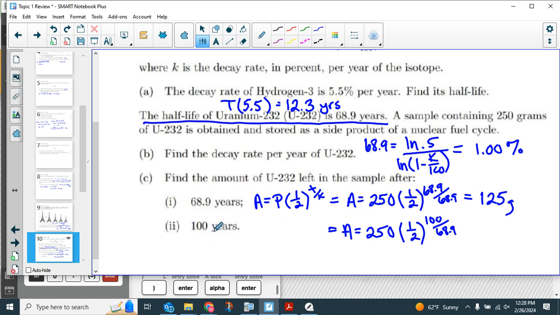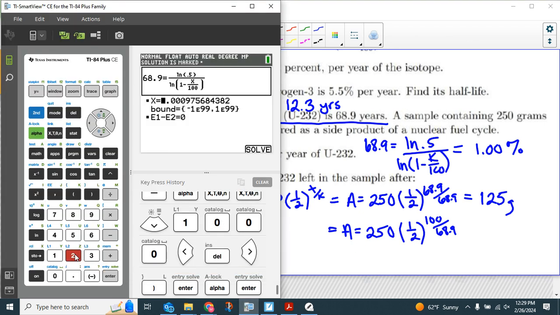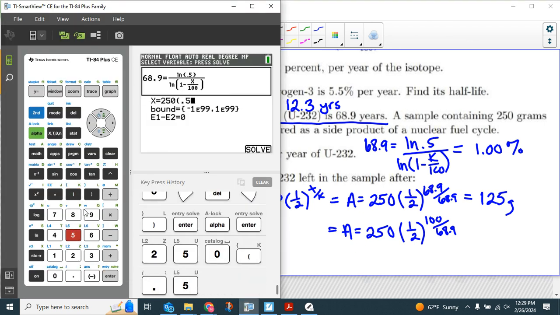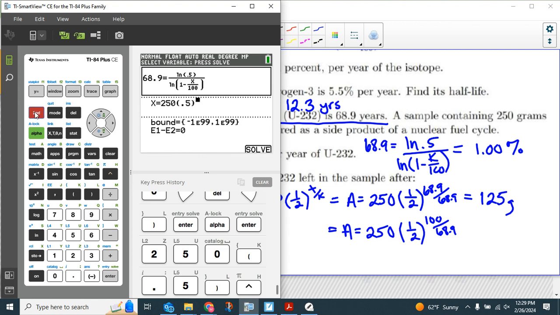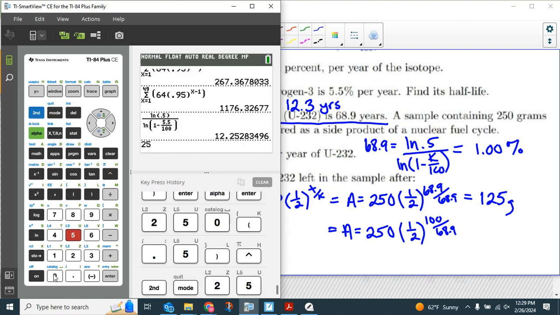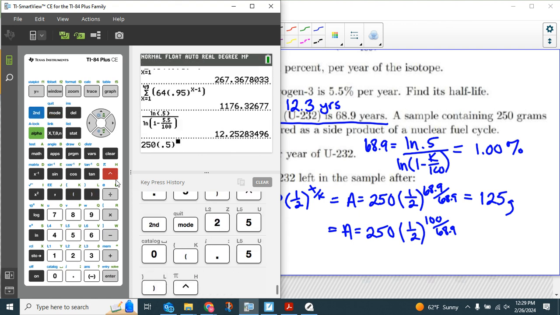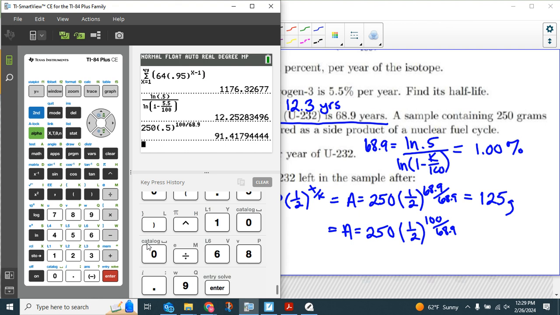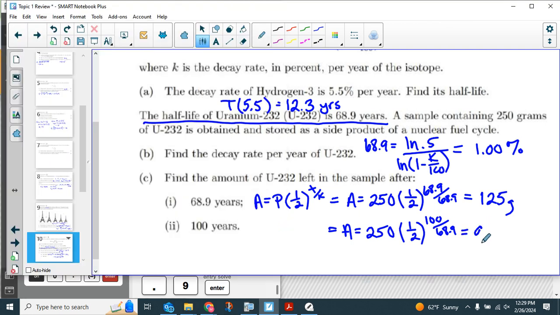Now, is 100 years more or less than the half-life? More. That means we should have less than half of it left. We've already gone past the point where we will get exactly half of it. So we just do 250 times 1/2, whoops, don't want to be in solver, raised to the 100 divided by 68.9 power. 91.4 grams to 3 sig figs.